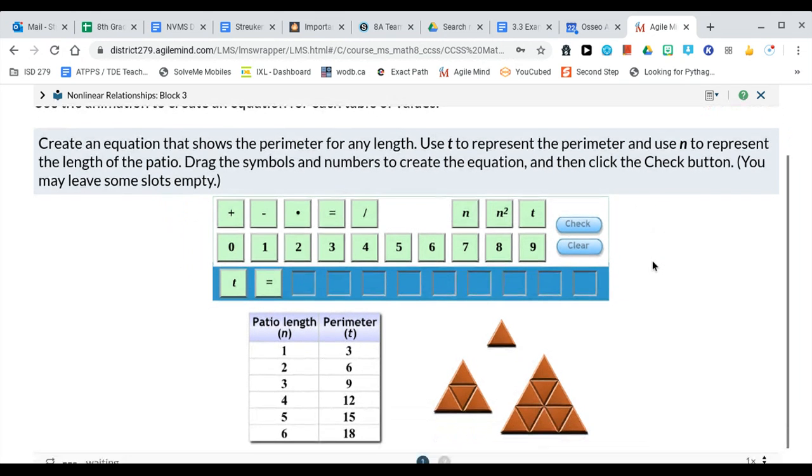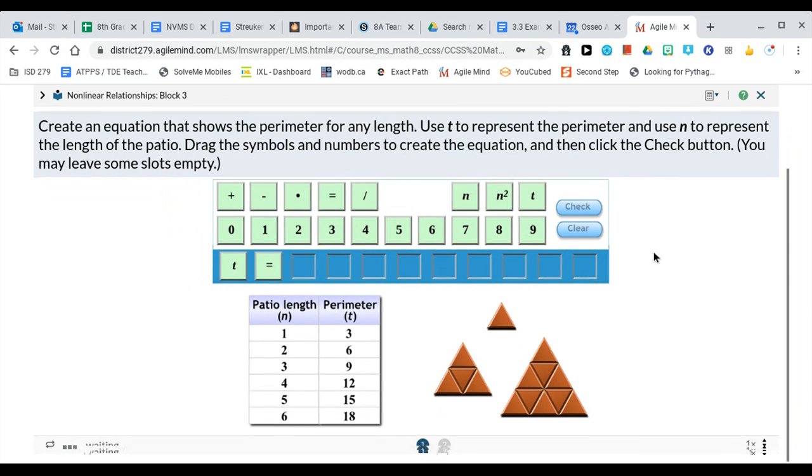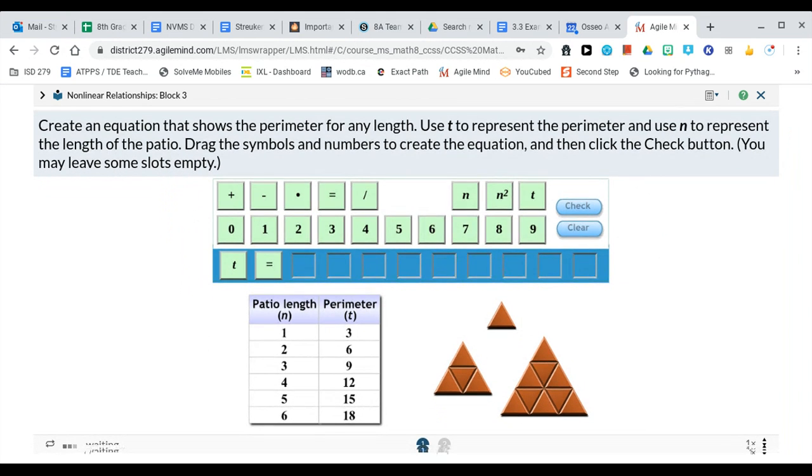Here it says create an equation that shows the perimeter for any length. Use t to represent the perimeter and use n to represent the length. Drag the symbols and numbers to create the equation, then click the check button. You may leave some slots empty. So here it looks like t equals, and it's still going up by 3 and 3 and 3.